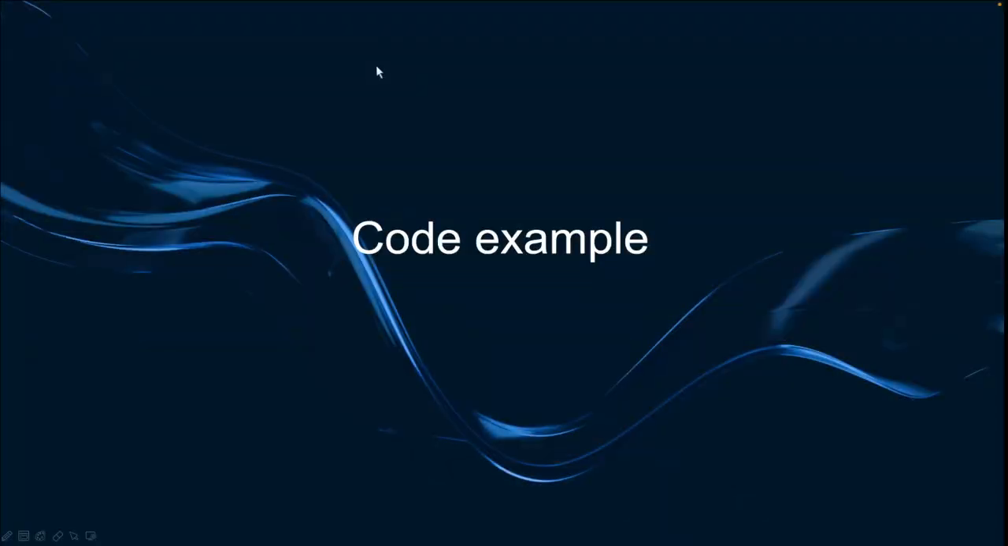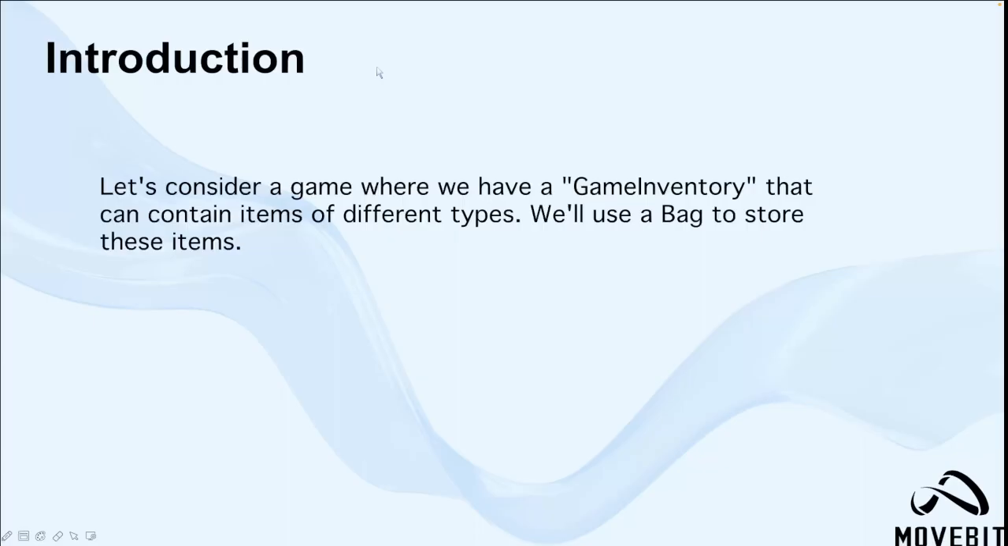Okay, let's see a code example. Let's consider a game where we have a game inventory that can contain items of different types. We'll use a bag to store these items. This smart contract module will provide a basic structure and operations for managing a game inventory system, such as creating an inventory, adding and removing items, checking if an item exists in the inventory, and getting the size of the inventory.